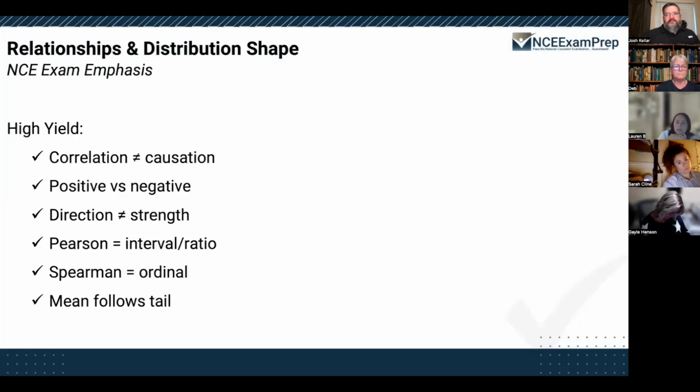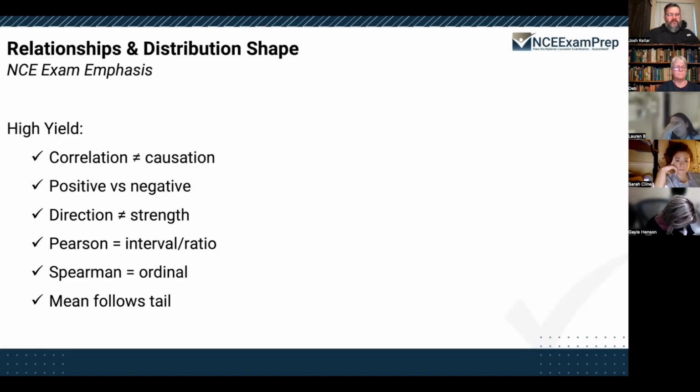Good. Those are some difficult concepts, but these are highly testable, right? Correlation does not equal causation. Understanding positive versus negative, the direction of skew isn't the same as the strength. Same with the correlations. We're using Pearson for intervals and ratios, and then we're using the Spearman rho for ordinal data. I think earlier I misspoke and said ratio was Spearman, but it's not. And then the mean, the average, is going to follow the tail in the direction of skew. Okay, so pay close attention to those concepts as you're reviewing.